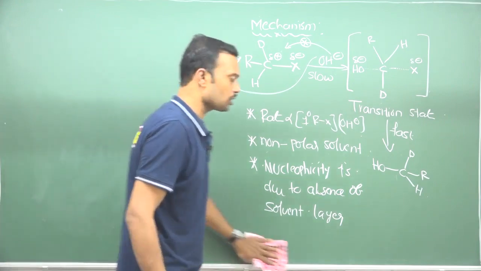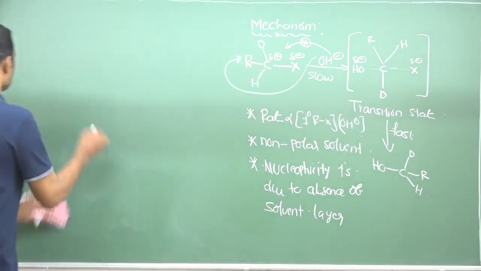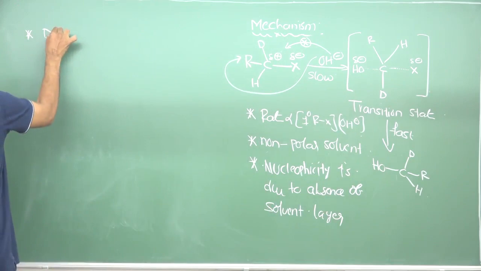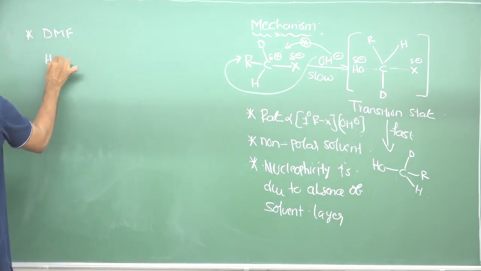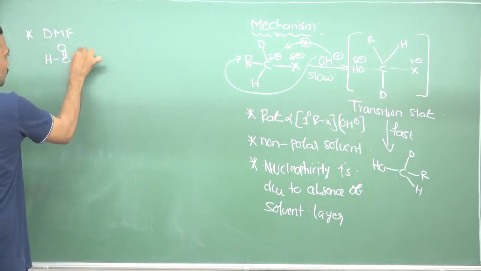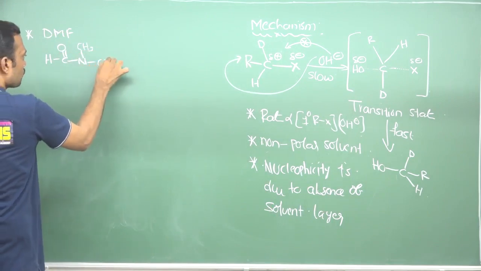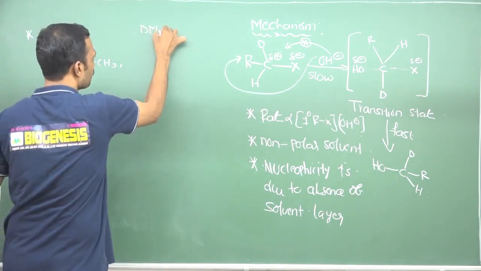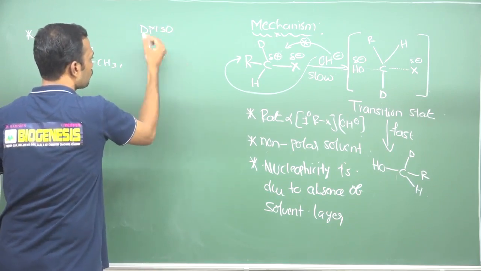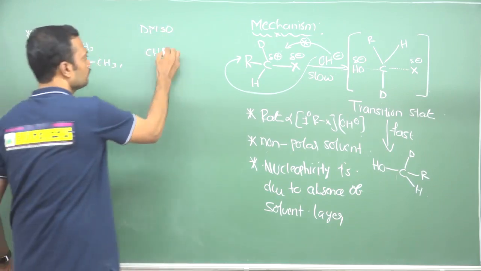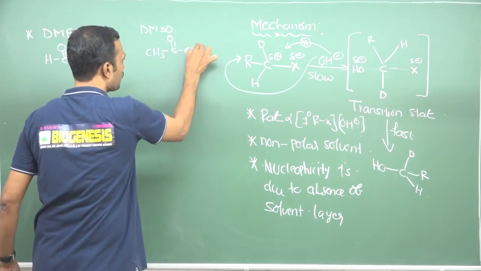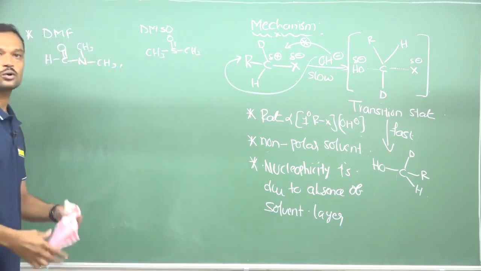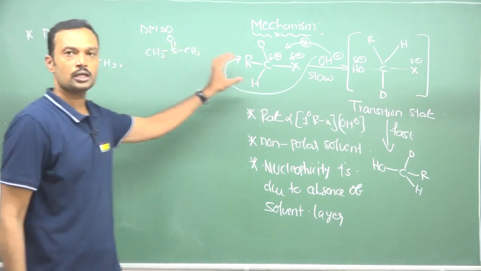Why? Because here we are using a non-polar solvent such as dimethyl formamide. This is called dimethyl formamide: CH3 here and one more CH3, DMF. And we can also use one more solvent, DMSO, dimethyl sulfoxide. Here this is S double bond O, and here also S like this. So these are called the non-polar solvents which are used in SN2 reaction.